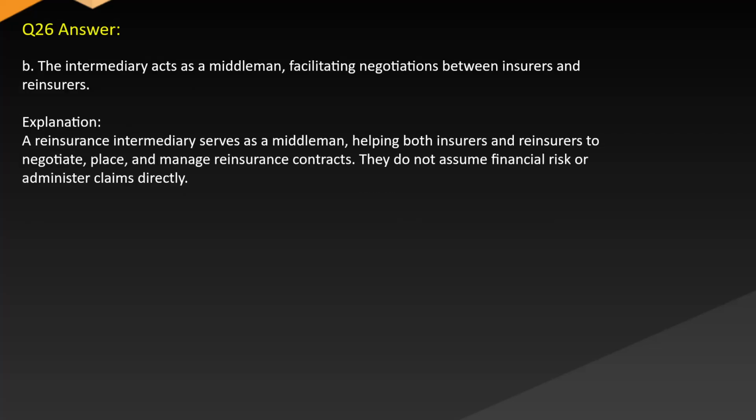Answer: B. The intermediary acts as a middleman facilitating negotiations between insurers and reinsurers. Explanation: a reinsurance intermediary serves as a middleman helping both insurers and reinsurers to negotiate, place, and manage reinsurance contracts. They do not assume financial risk or administer claims directly.